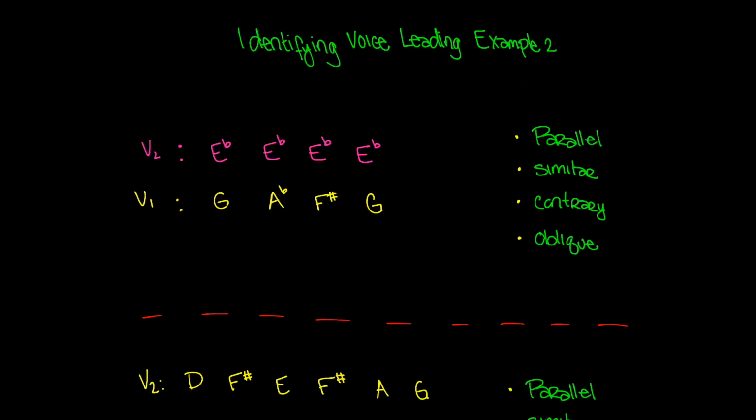All right, so now if we look at this one, V1 has a bunch of different notes, but the thing that I really want to think about is that V2 has one static note. And so here, I'm just going to immediately run to the conclusion that this is not parallel, it's not similar, it's not contrary, that the only answer can be oblique. And this really is a good lesson to be learned, which is to say, choose your voices wisely.